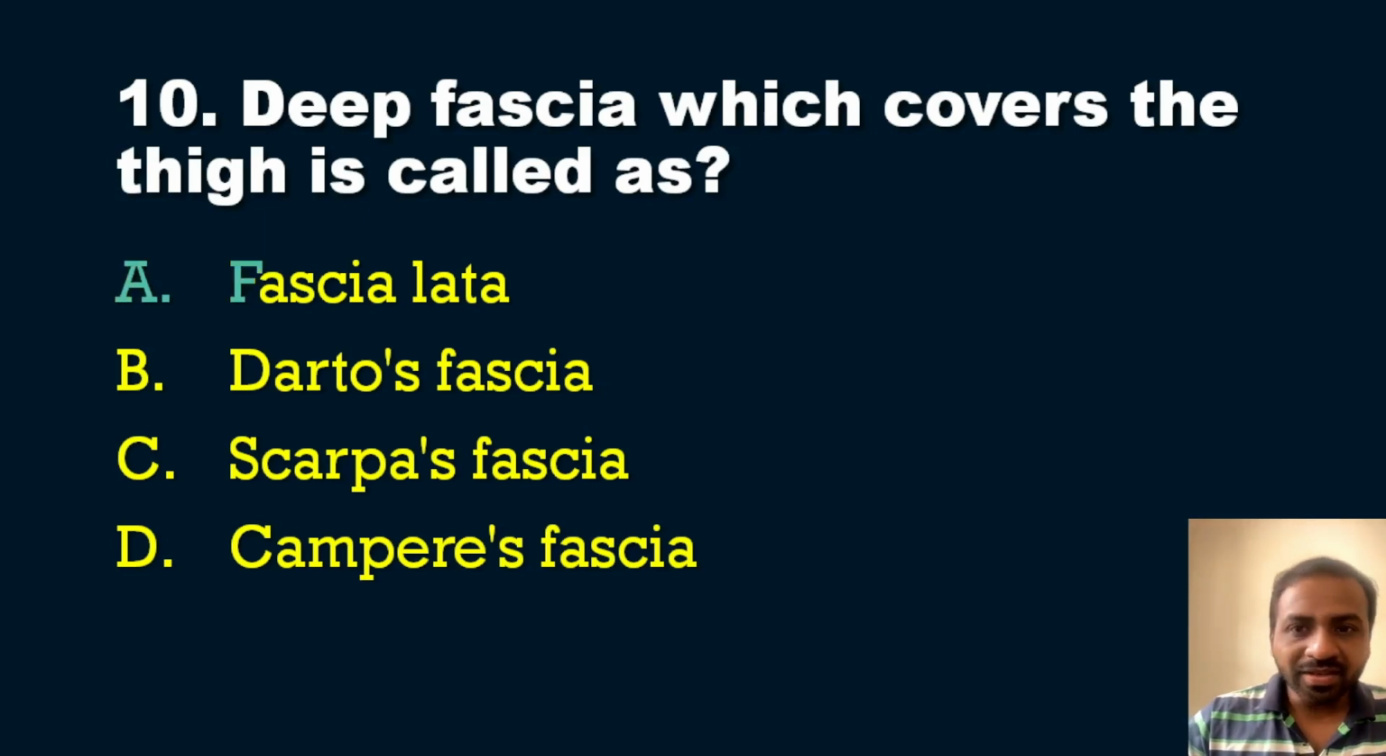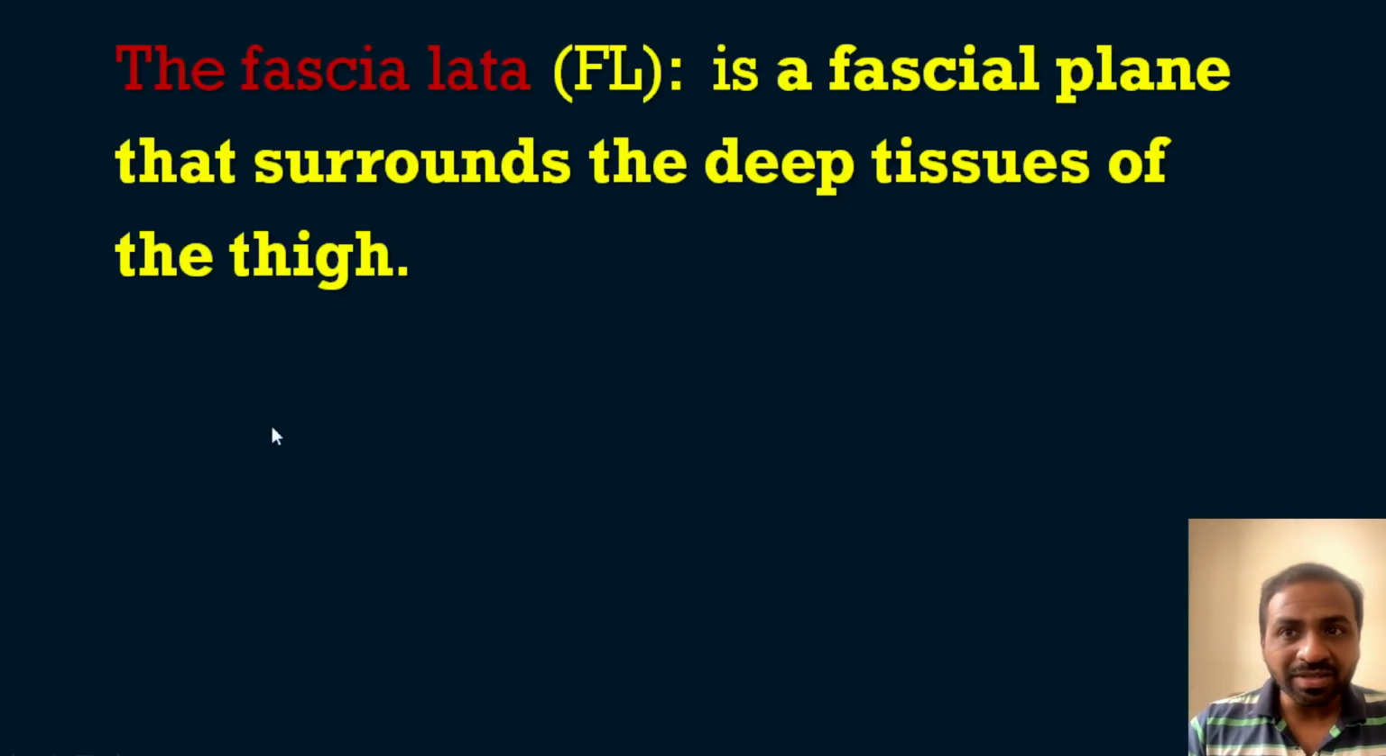The answer is option number A, fascia lata. This is the deep fascia which covers the thigh. Then what is dartos fascia, what is Scarpa's fascia, what is Camper's fascia? We will see the explanation of this question. The first thing was the fascia lata, otherwise known as the FL. It is a fascial plane that surrounds the deep tissues of the thigh. That was the question I asked.